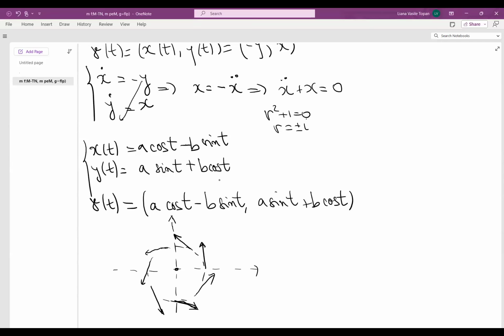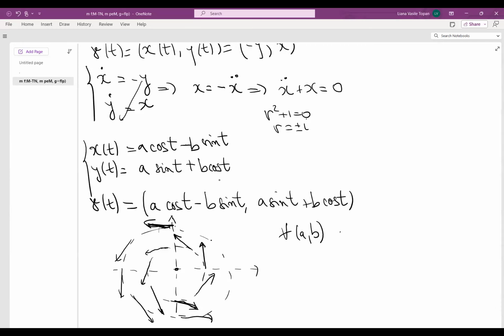So we move counterclockwise on this surface, right? Then if you go here, you will do the same thing. You will have a horizontal vector, and then you will come down. If you give values to t and draw them, you will see that they look like this. Something like this.